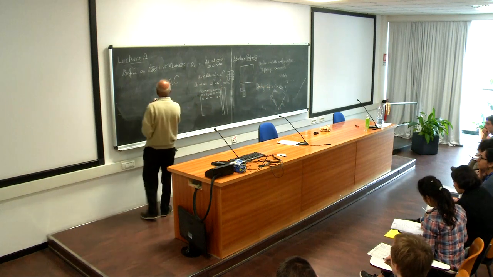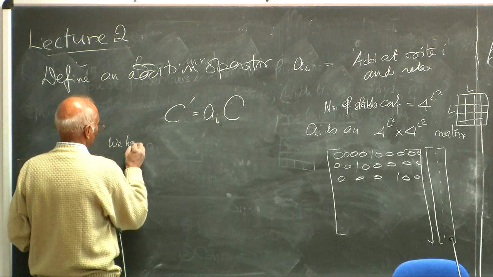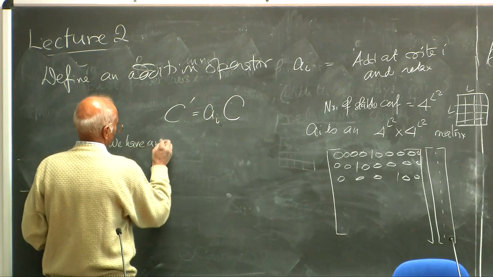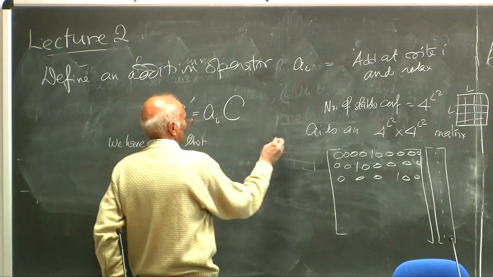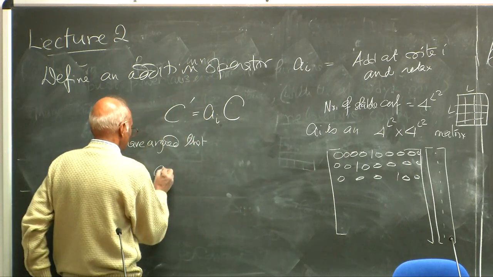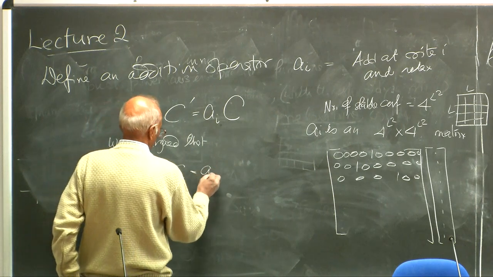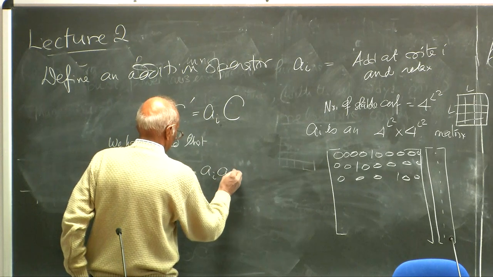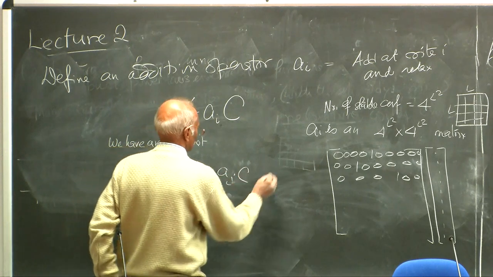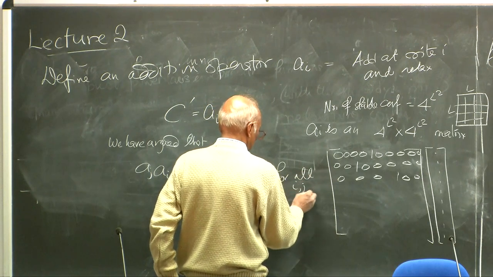Okay, so what we have shown or argued is that A_I A_J C is equal to A_J A_I C for all I, J, C.